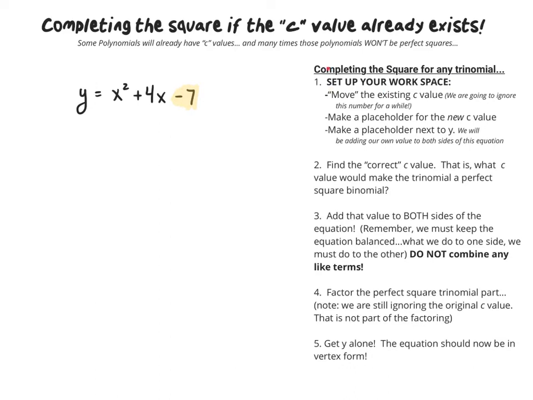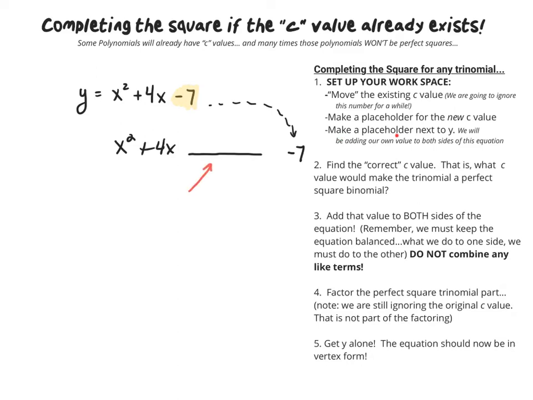So the first thing I recommend is setting up our workspace. To make it look a little more like the last examples we did, if there is an existing c value, like this -7, we're just going to move it way over to the side and pretend like it's not there and deal with it later. So I'm just going to copy the x squared, copy the 4x, and shove that -7 over to the side and deal with it later. Now the next step is to place what I call the placeholder. I just want you to put a line so it looks like the last problem. We're going to decide what number to put there.